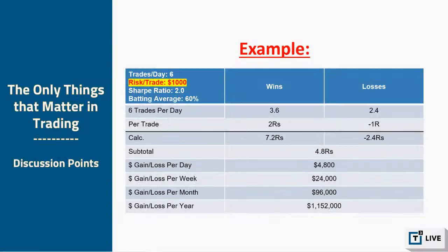Now, if we were to change the risk, it also has a linear impact, on a 1-to-1 basis.